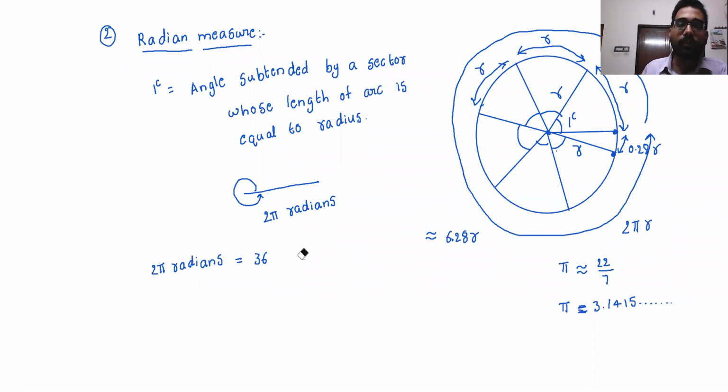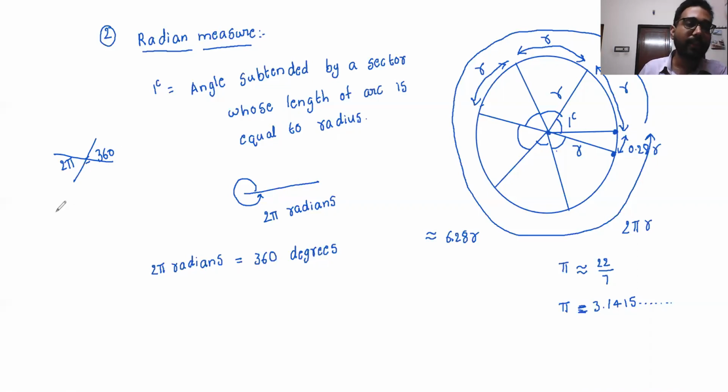So 360 degrees is 2 pi radians. If I write 2 pi is equal to 360, this is wrong, absolutely wrong, because 2 pi is actually 6.28. What is pi? Pi is an irrational number, and pi is equal to 3.14. The value of pi is 3.1415 and so on. So 2 pi equal to 360 is absolutely wrong. We should write 2 pi radians is equal to 360 degrees.